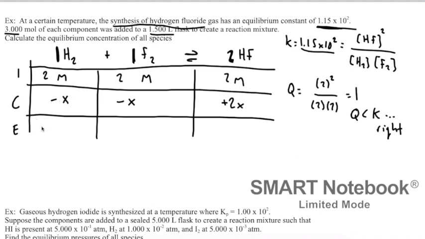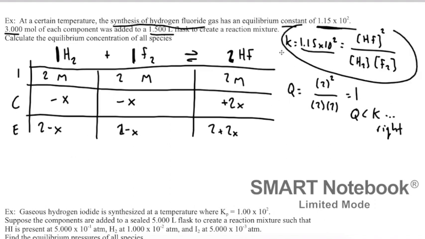And then equilibrium will be 2 minus X, 2 minus X, and then of course 2 plus 2X, just like that. And I'm almost done. I'm after these equilibrium concentrations. I want to know what these values are. So I've got to find that X. I need to figure out what the change is. To do that, I need to plug everything into this equilibrium expression right here.